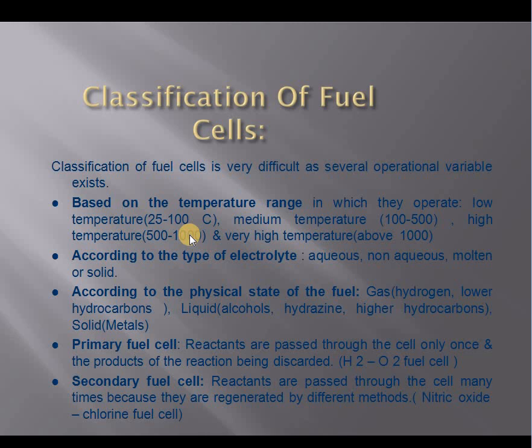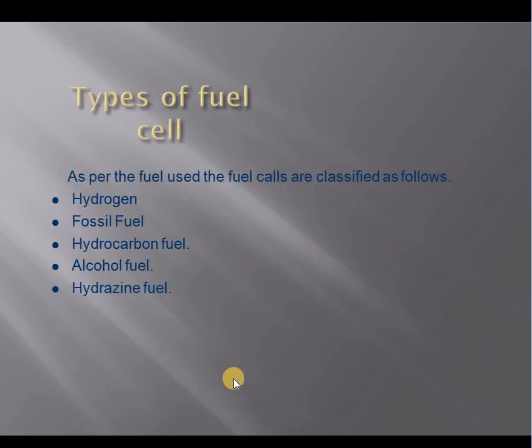Whereas in secondary fuel cells the reactants are passed through the cells many times and regenerated in different forms. The hydrogen oxygen fuel cell is the example for primary fuel cell, and the nitrogen oxygen fuel cell is the example for secondary fuel cell. Now the types of fuel cells. Fuel cells are being classified as hydrogen fuel cell or hydrogen oxygen fuel cell, fossil fuel cell, hydrocarbon fuel cells, alcohol.